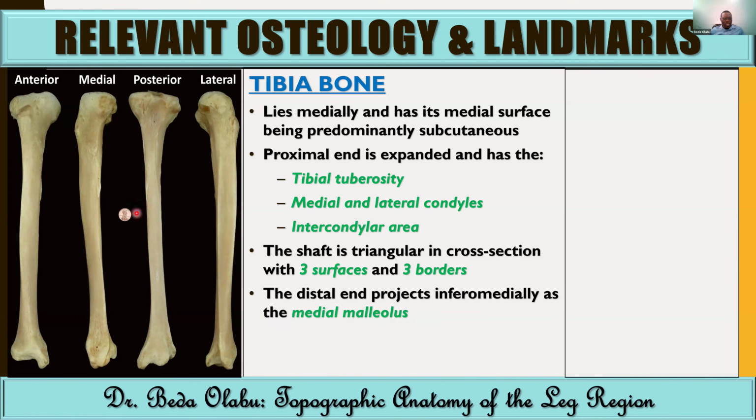Important to note is that the inferior projection of the tibia, this one here, it projects medially. That medial inferior projection of the tibia is what we call the medial malleolus. And so we can use that actually to be able to also side tibia, knowing that the medial malleolus is a medial projection on the distal aspect of the bone.